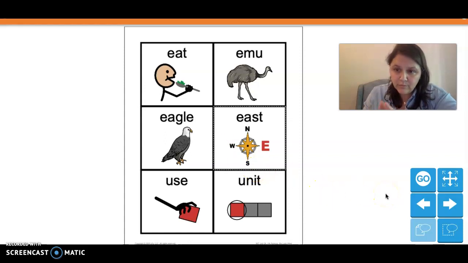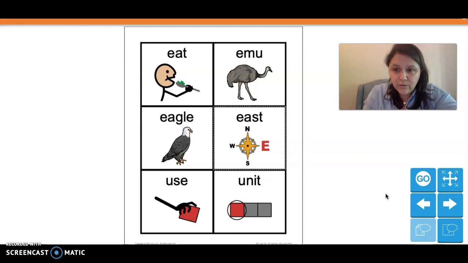Okay, let's go ahead and take a break or pause, and you can take a few minutes to maybe go around your house and find a few words that make the long vowel sound E in your house. And then come on back and we'll go to our next vowel.